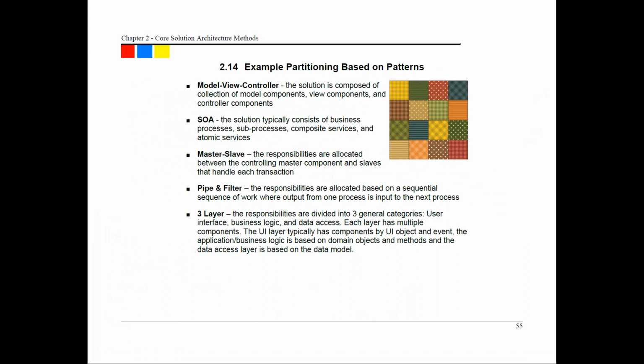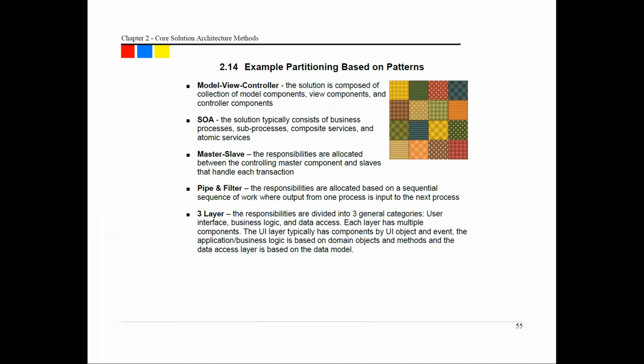But common patterns that we use: model view controller has the solution composed of model components, view components, and controller components. In SOA, we divide into orchestration layers, so processes and sub-processes, then business services, and then application services. Master-slave: responsibilities are allocated between the controlling master component and agent components that handle each transaction. Pipe and filter: responsibilities are allocated based on a sequence of work, and the sequence of work can be allocated to different work units.